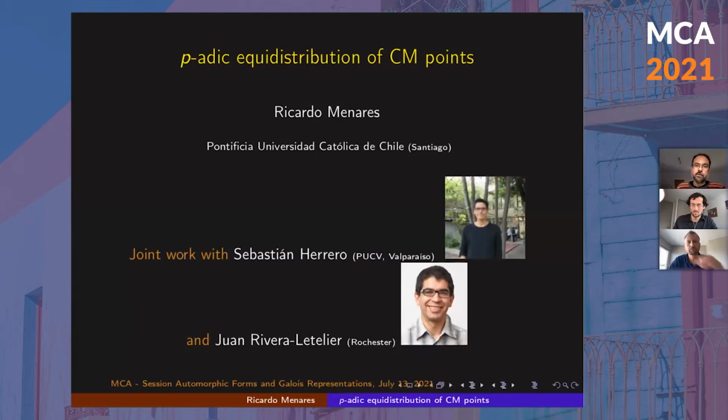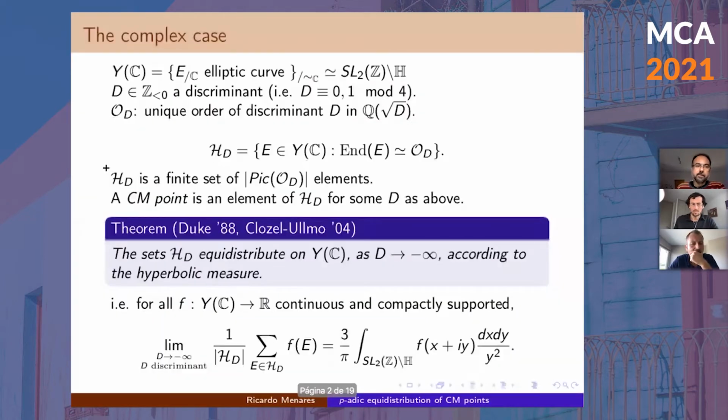Okay, so I will talk about p-adic equidistribution of CM points, and this is joint work with Sebastián Herrero and Juan Rivera-Letelier. So you can see their pictures here. Let me start with the motivation for this work. The motivation is not p-adic, it's complex.